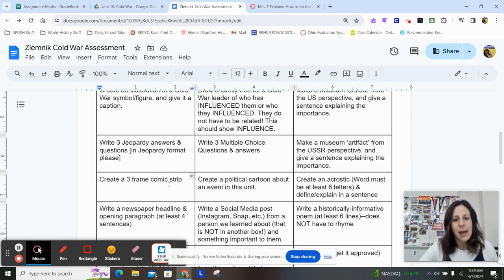Create a 3-frame comic strip. So this one is a little bit words and drawings. It needs to be 3 different frames. You're telling a story. So you're telling a specific story, maybe the Berlin Wall going up, right? And maybe you have the reasons why you incorporated that.